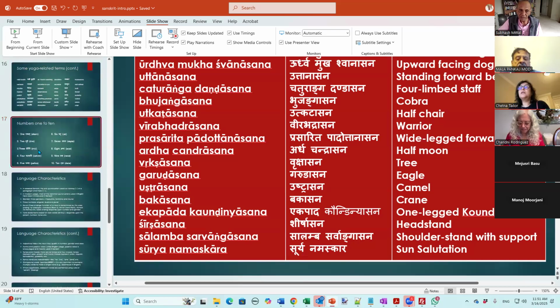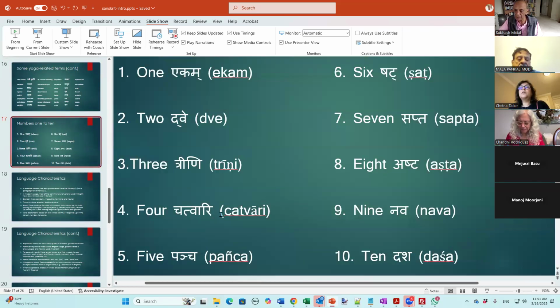All right. I just wanted to very quickly go over the numbers in Sanskrit, what they are called and how they are written. I'm not going to spend too much time here, but if you want to, you can mute yourself and repeat after me. So the number 1 is ekam. Ekam. Okay. 2 is dve.